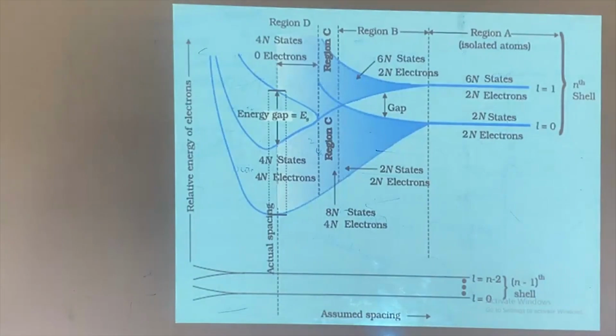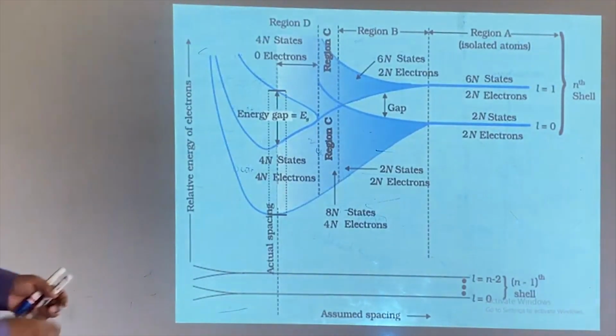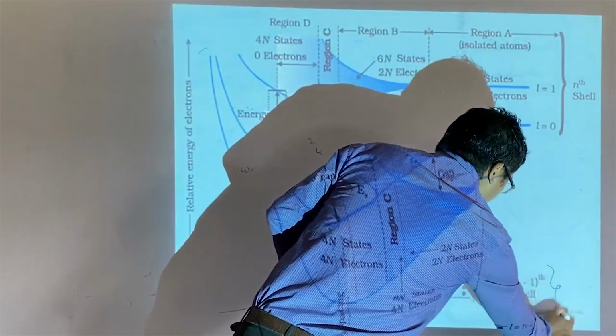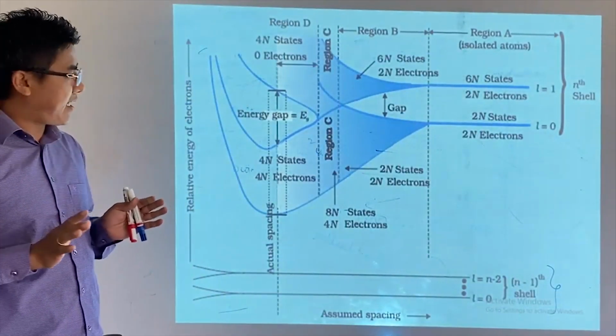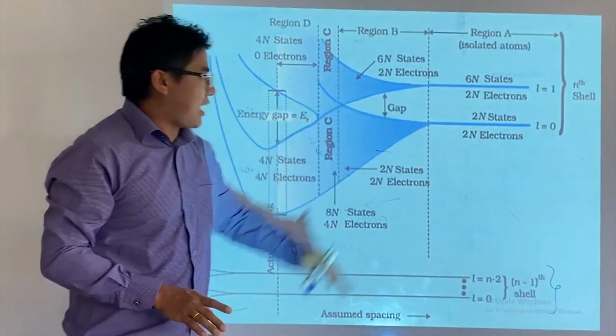This is what I have. Again, I am repeating this. These are the inner shells. These all are the inner shells, right? In the inner shells, no interaction takes place. So these are the outermost shells.